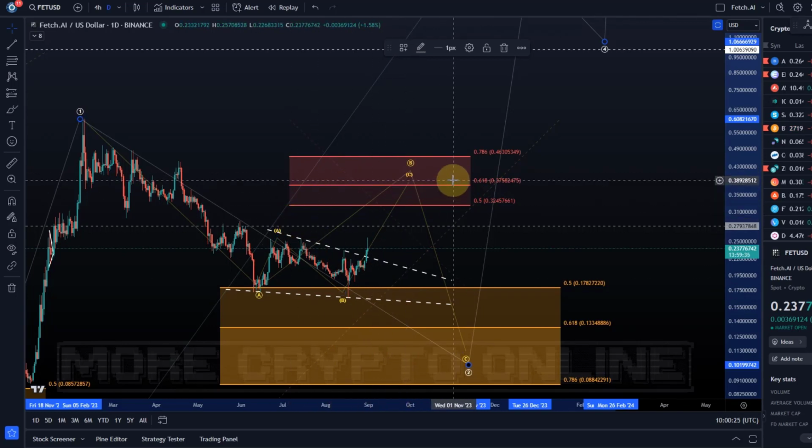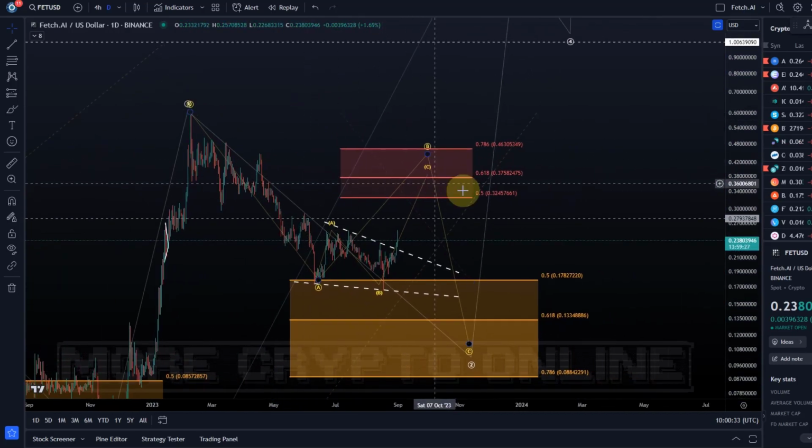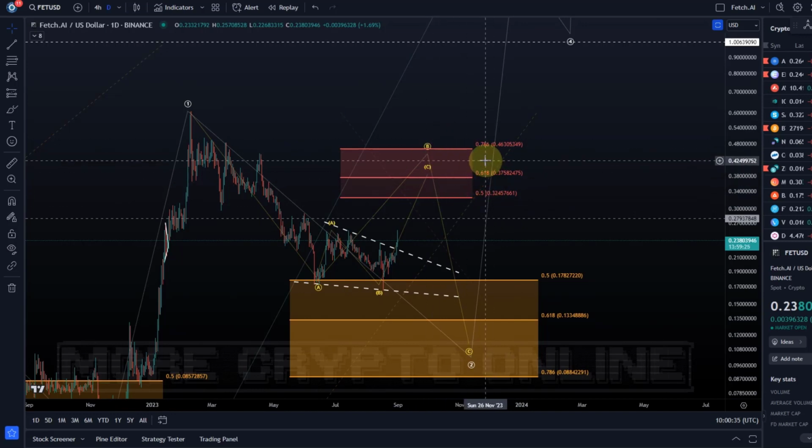Now, the question is, how high does the C wave go? Well, that's extremely hard to say because we're dealing with a larger B wave, and these can be very short, these can be very long. This here is the standard retracement or resistance area for such a B wave, between 32.5 cents and 46.3, with the 37.5 cent level in between, the golden ratio. So A wave, B wave, C wave, that's sort of the assumption here.